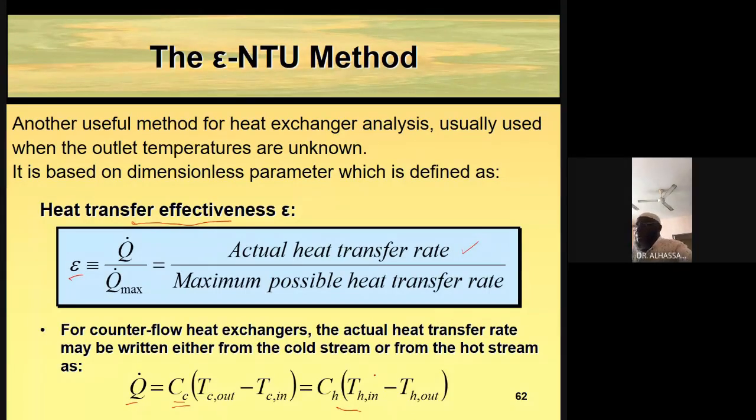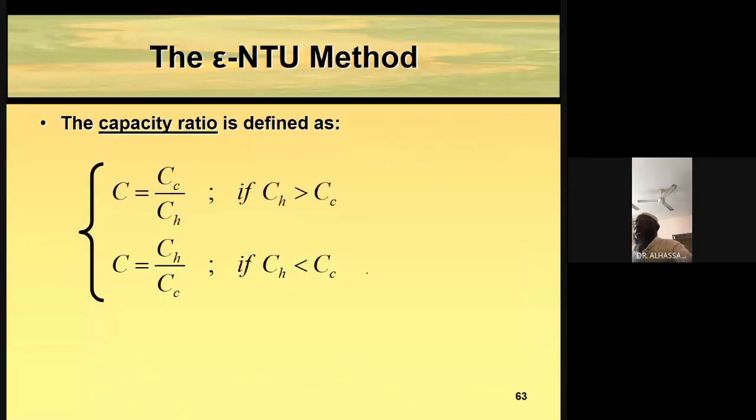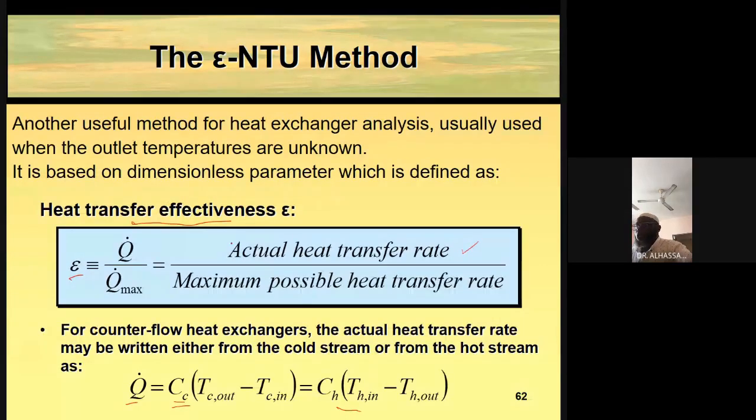You understand me? And the maximum possible heat transfer, this Q maximum, can be calculated from Q equals C minimum into bracket the maximum temperature in the cycle. The maximum temperature can only be gotten from the hot fluid, which is T hot in. And the minimum temperature in the system is from T cold in. So this minus T cold in, like this. So this is how we calculate Q maximum.